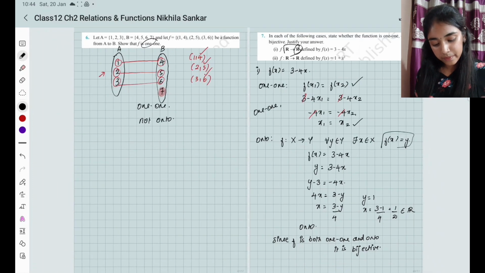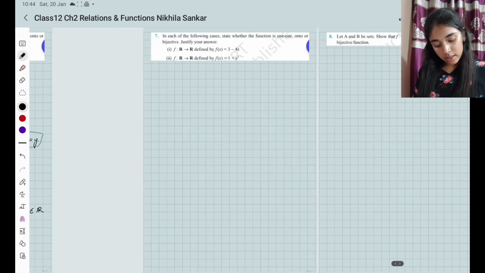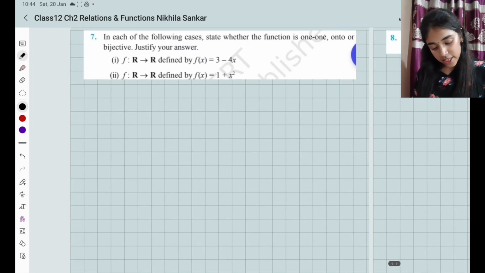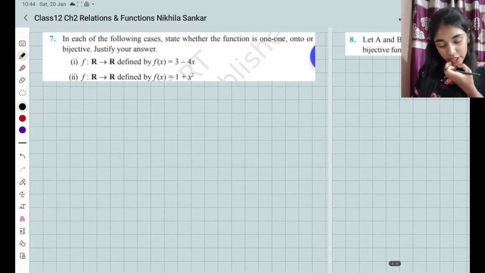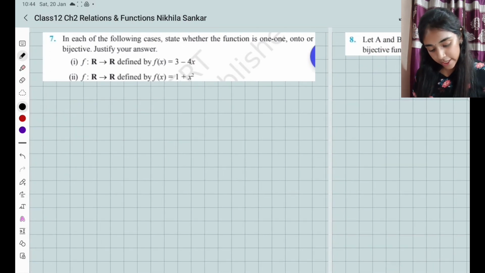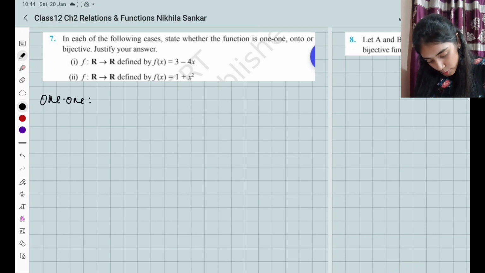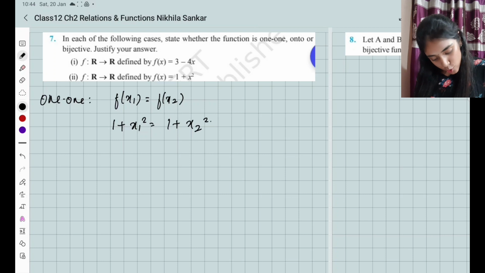Please copy. Now subsection 2. Here also the domain and range are going to be R to R. What is the function? f of x equals 1 plus x square. What are we going to prove for one-one? You have f of x1 equals f of x2, so 1 plus x1 square equals 1 plus x2 square. From this you have x1 square equals x2 square when you cancel the 1 and the 1.